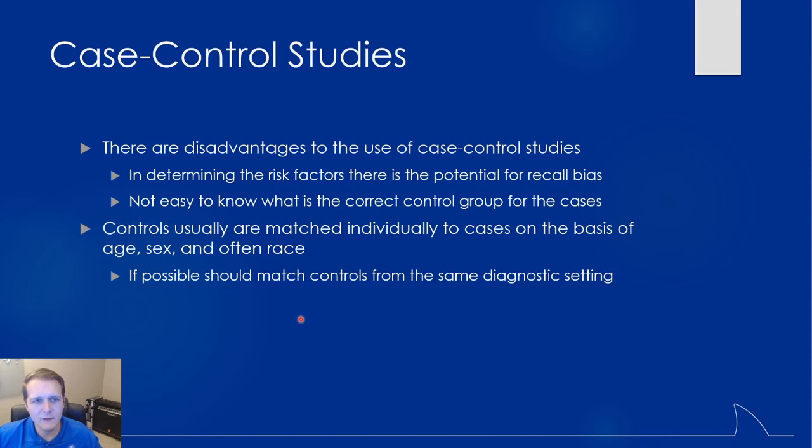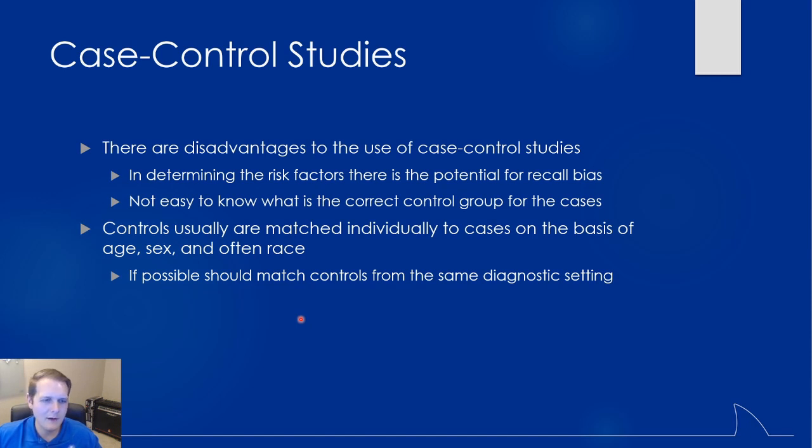The disadvantages of the case controls, as we kind of alluded to, is that determining the risk factors to look for can be an issue of potential recall bias. Patients may not remember, or they may remember much more intensely if they have the disease in question. And then it's not easy to know what the correct control group is going to be. You have to make sure you don't over-control for the group, but you don't have them be completely different. So it's a matter of finding that Goldilocks right there in the middle sort of patients to use as your controls there.